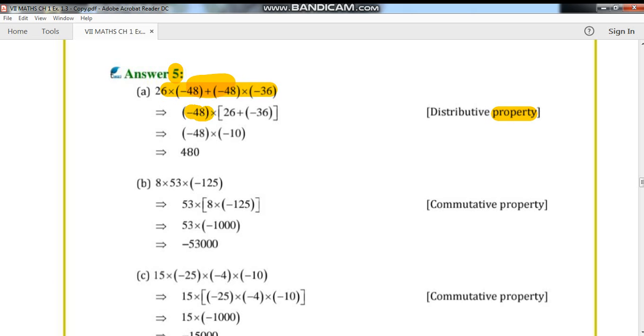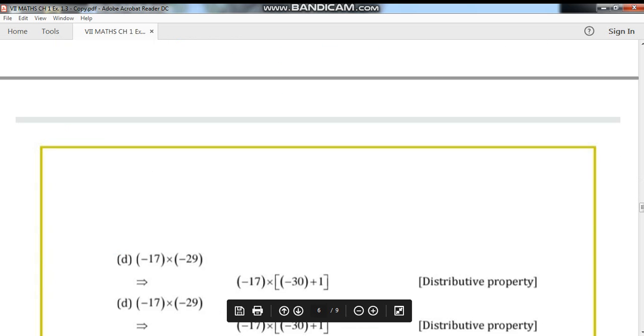So we have taken out the minus 48 as a common and the remaining integers we have written in the square bracket. Now the question will come that which sign will come in between these two numbers. So the sign which is there in the main two brackets will come over here. So 26 plus minus 36 is minus 10 and minus 48. So minus 48 multiplied by minus 10 is plus 480.